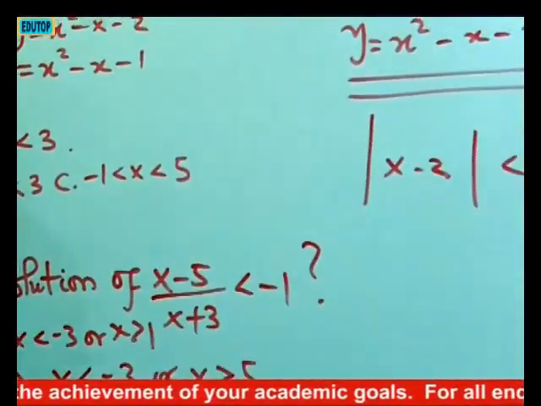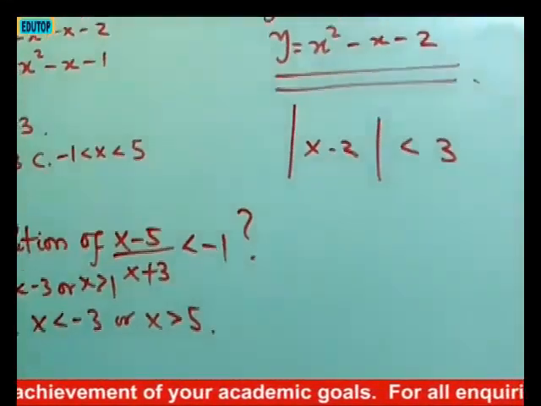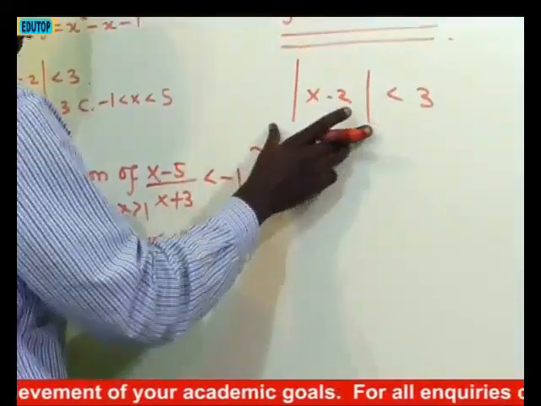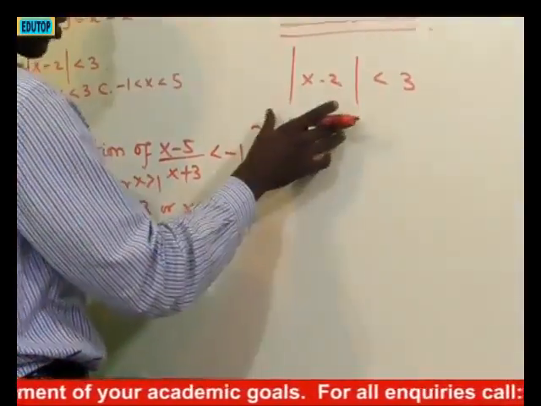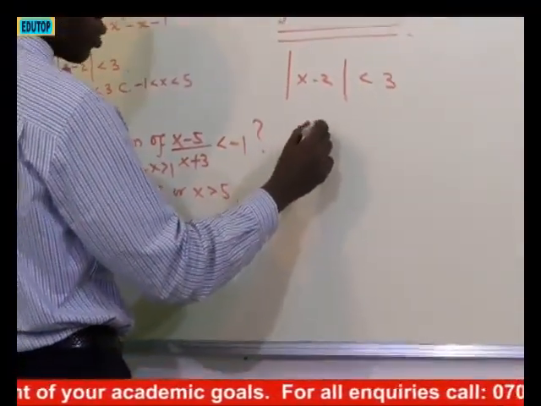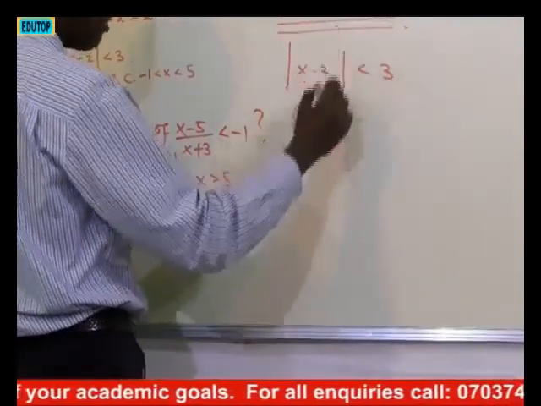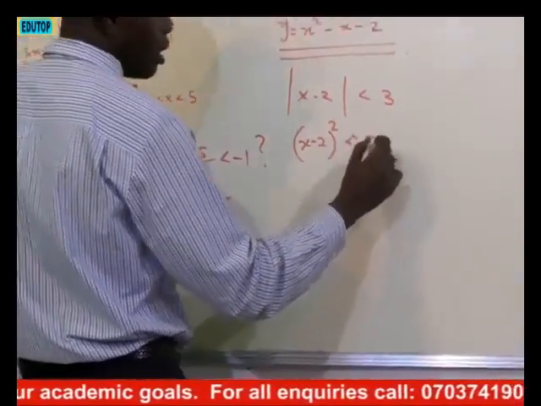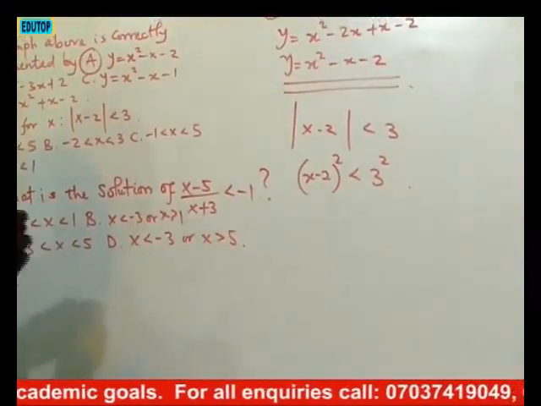Anytime you have something of this kind, what you need to do is to take the squares on both sides. That's to remove the absolutes. So when you take the squares on both sides, it will be (x minus 2) less than 3 squared. It is only taking the squares that can remove this absolute. You square both sides, just like what I have done.